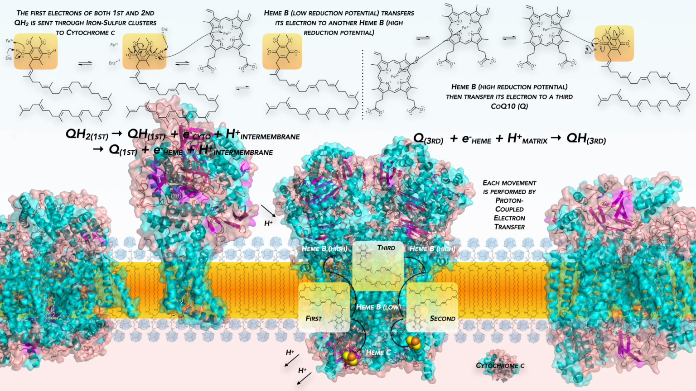The first electron from ubiquinol travels through the Rieske iron-sulfur center and ultimately reduces cytochrome c. Meanwhile, the second electron follows a completely different route through two heme b groups before partially reducing another ubiquinone molecule. At the same time, the two protons carried by the original QH2 are released into the intermembrane space.